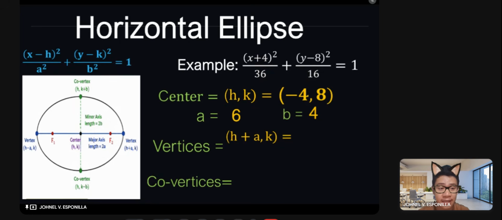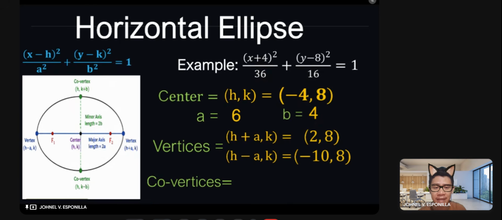Hanapin natin yung vertices. Again, the formula is h plus minus a, then k. Walang magbabago sa k dito sa vertices ni horizontal. H natin ay negative 4. Yung a po natin ay 6. So negative 4 plus 6, that is 2. And copy the 8. So next naman, negative 4 minus 6, that is negative 10. Copy the 8. These are the vertices of your horizontal ellipse.